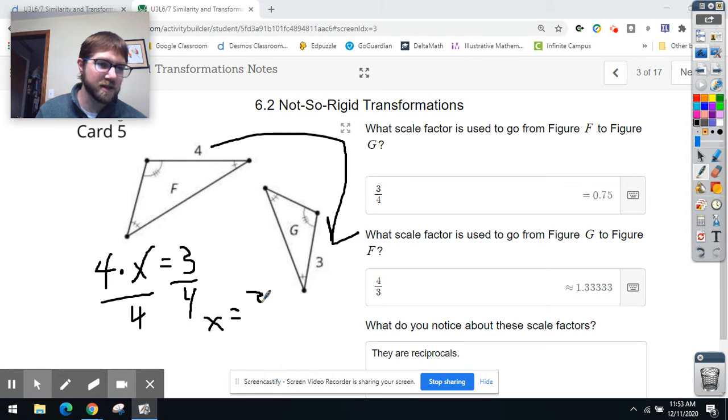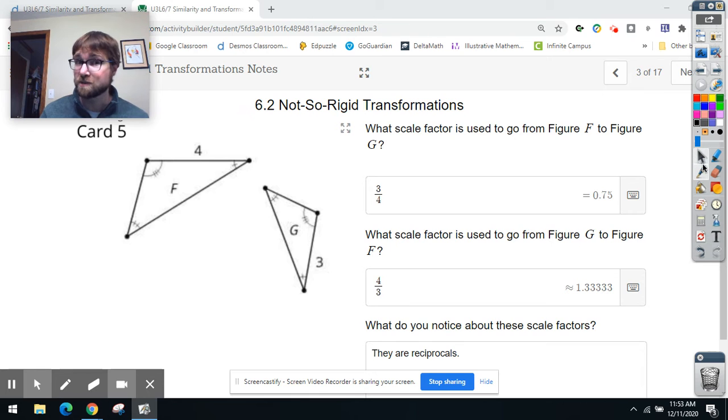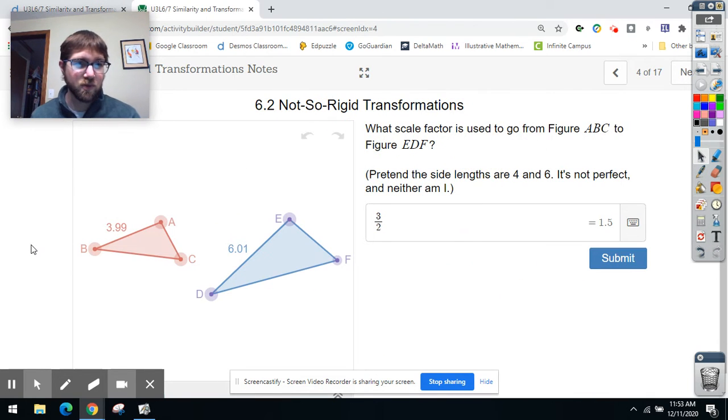So to go from the big triangle to little triangle, scale factor of 3/4. Same process to go the other direction. What I would mention is interesting about these two numbers is that they're reciprocals. The same numbers for the fraction, just the numerator and the denominator get flipped. This won't be obvious if you just have them written as decimals. So just throwing that out there. If you want to see this relationship, you got to have scale factors as fractions. Lastly, before we move on, what is the scale factor from here to here? It's 3/2, or 1.5. 4 times 1.5 gives you 6.